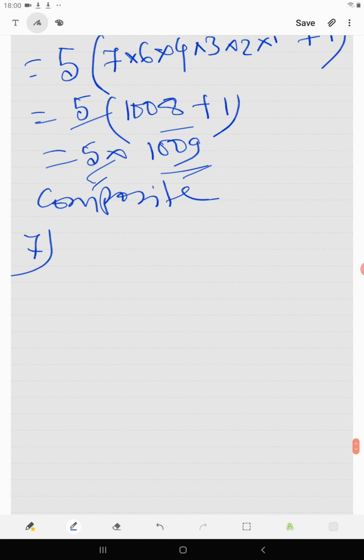Okay, let's move on to question 7. This is the final question. What is the question saying? There is a circular path around a sports field. Sonia takes 18 minutes to drive one round. Okay, for Sonia it is 18 minutes per round.